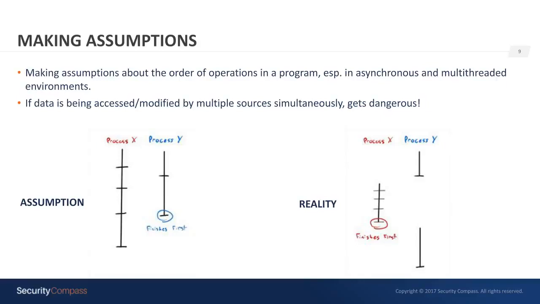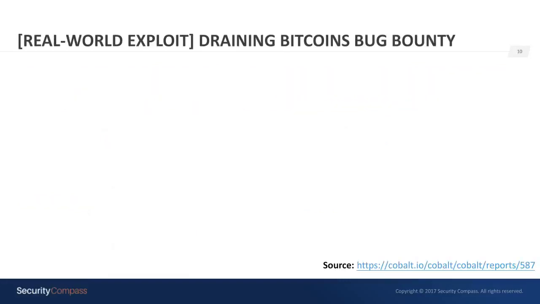So I, as a developer, made the assumption that process Y will finish before process X, and my assumption has gone for a six, right? In reality, something else has happened. How these race conditions become dangerous is that if you look at shared data that is being accessed or modified by multiple sources simultaneously, it becomes extremely dangerous because, again, it's the assumptions which have gone wrong. Let's look at a real-world exploit.